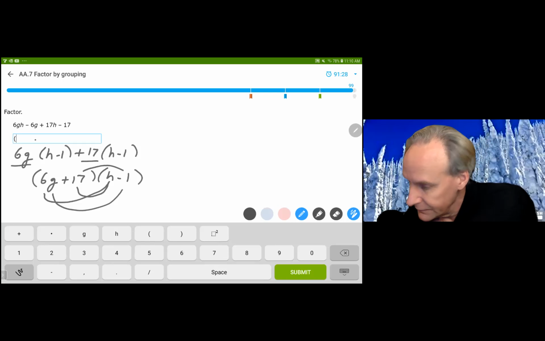We have 6g plus 17 and an h. And of course, I'm going to space it just to make absolutely sure it's okay. And an h minus 1.